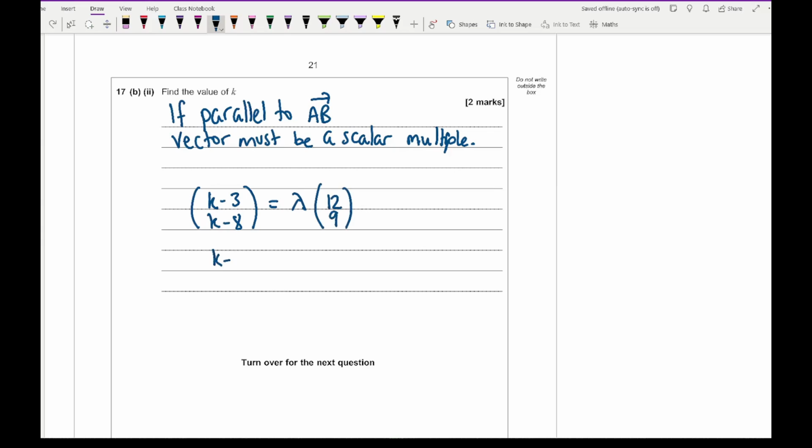So k minus 3 is equal to some multiple of 12, and k minus 8 must be some multiple of 9. Now we've got two unknowns here. We've got this lambda notation, which gives us our first unknown, and we also have our k value, which is our second unknown. And when two unknowns appear in two equations, we can solve those simultaneously.